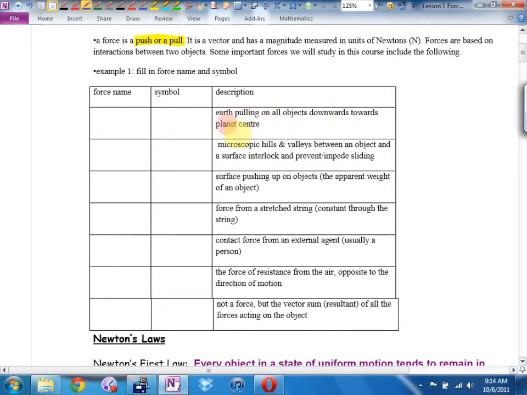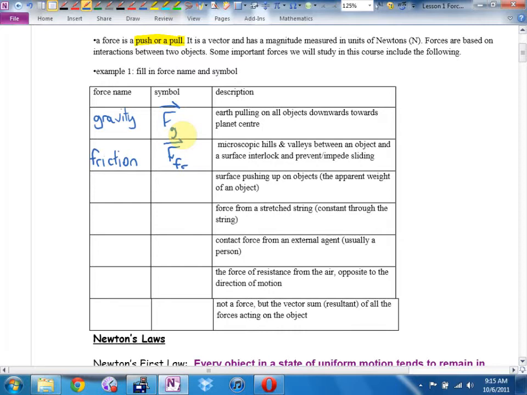Gravity. The symbol that I use is a capital F and then a lowercase g as a subscript. Fg. Which force is the microscopic hills and valleys between an object and a surface that interlock and prevent or impede sliding? Friction. I tend to abbreviate friction FF, or sometimes I'll put an FFR, F friction. I'm not consistent. I don't know why. But I've gone through my answer keys and noticed it seems to change from whenever to whenever.